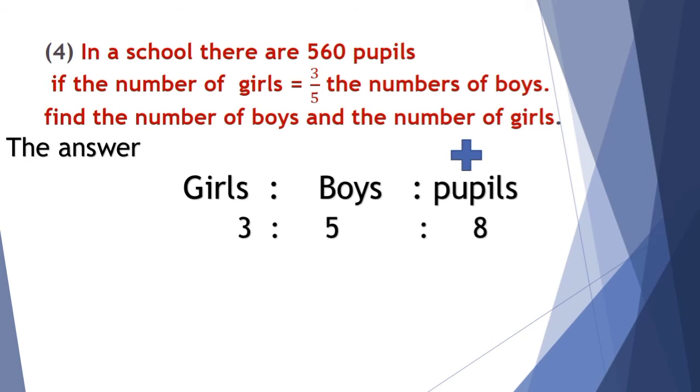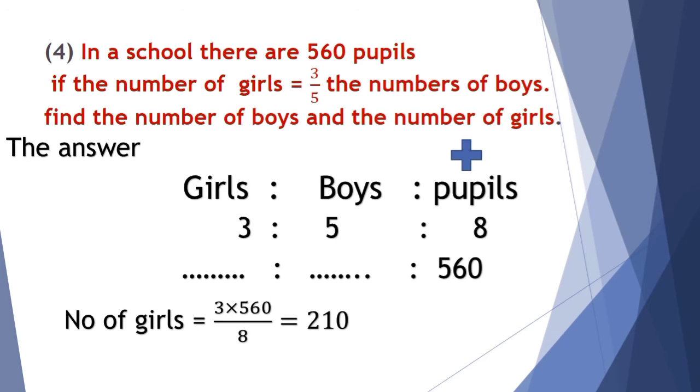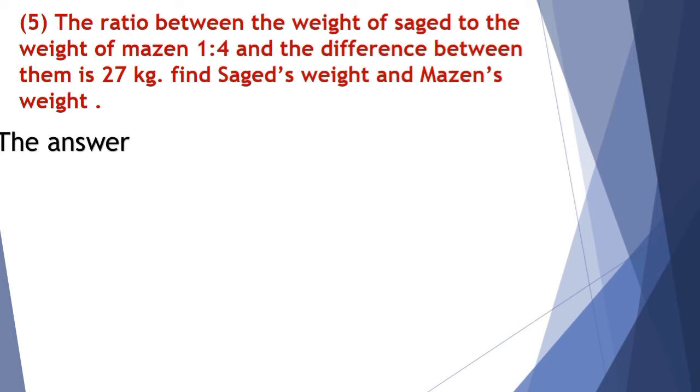Under the girls I will write 3, under the boys I will write 5, and under the pupils I will make the ratio plus, so 5 plus 3 equals 8. In the next line I will write the total pupils 560. To get the girls I will make 3 times 560 over 8. To get the boys I will make 5 times 560 over 8. So the number of the girls is 210, the number of the boys is 350.